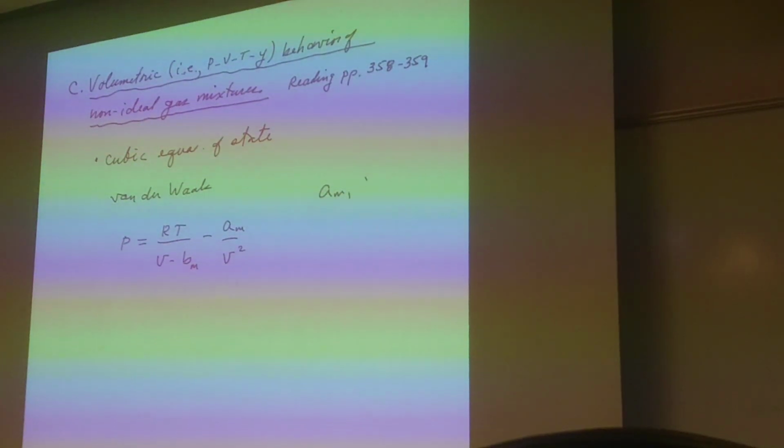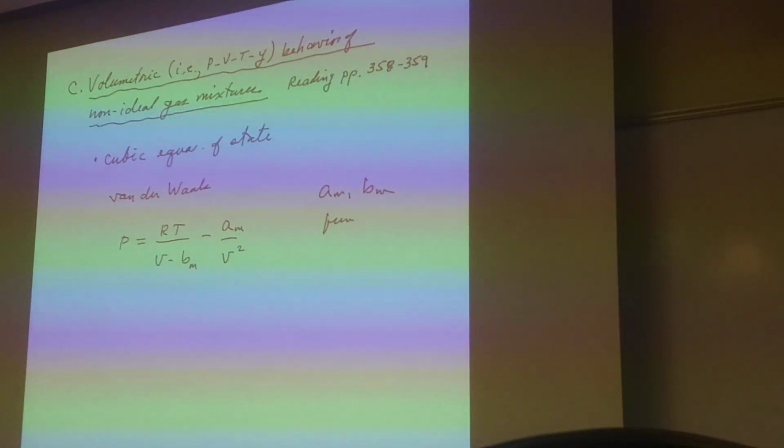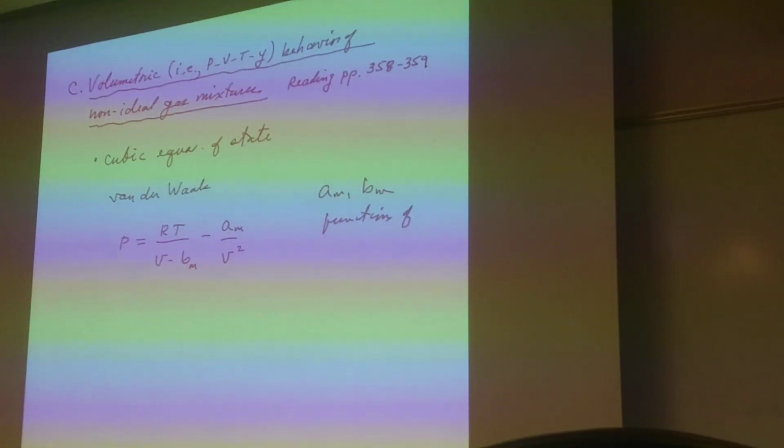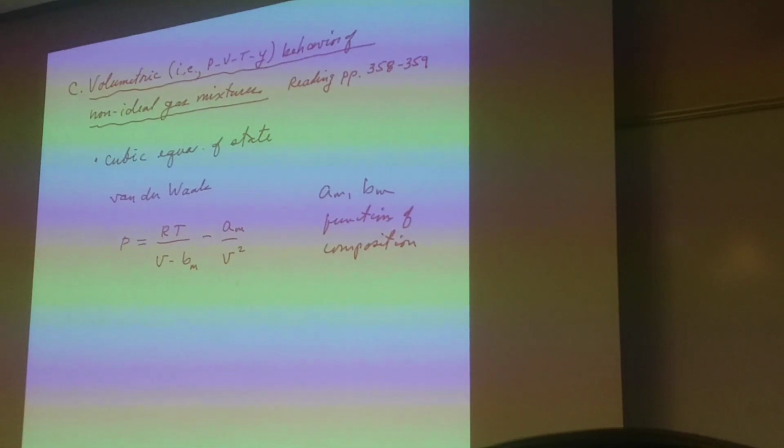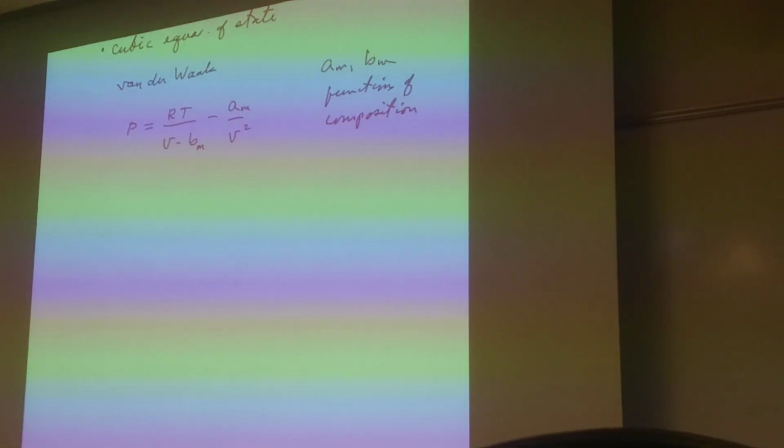So A_M and B_M are functions of composition. Well, what functions? Van der Waals proposed that since we have a preponderance of two-body interactions involved in this non-ideal gas behavior, it makes sense to express these mixture constants as quadratic functions. And so he wrote, I'll write it out for a binary.